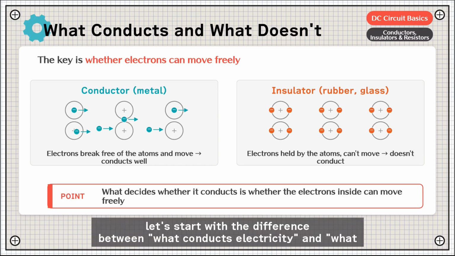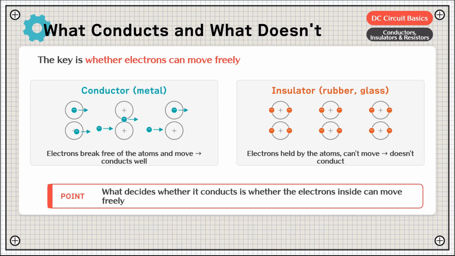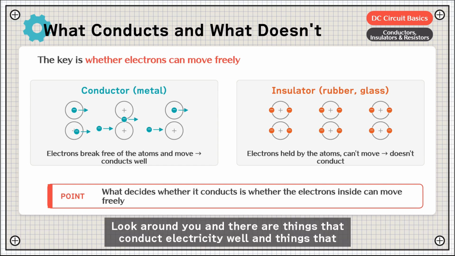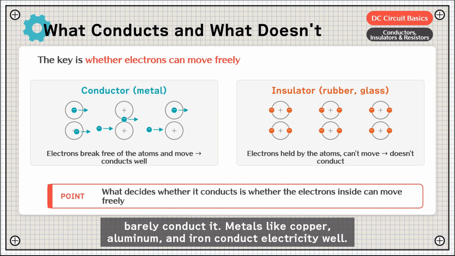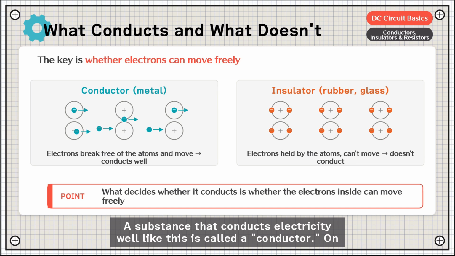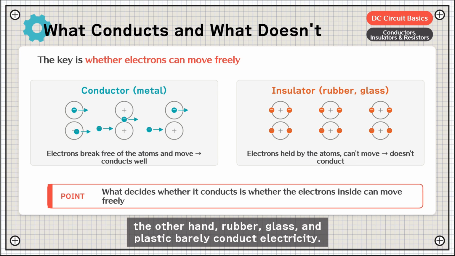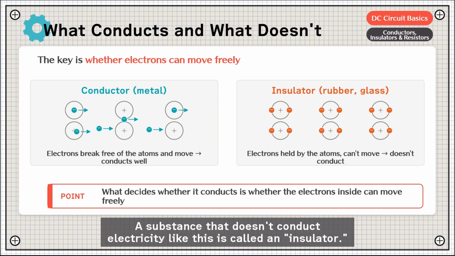First, let's start with the difference between what conducts electricity and what doesn't. Look around you and there are things that conduct electricity well and things that barely conduct it. Metals like copper, aluminum, and iron conduct electricity well. A substance that conducts electricity well like this is called a conductor. On the other hand, rubber, glass, and plastic barely conduct electricity. A substance that doesn't conduct electricity like this is called an insulator.